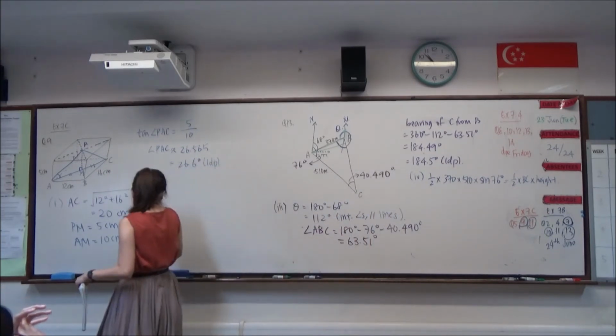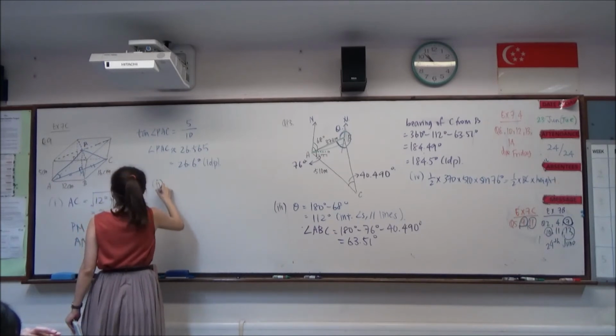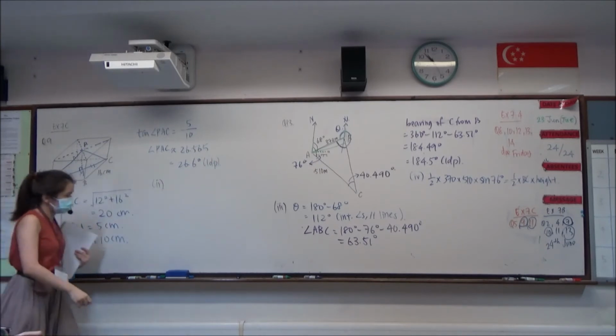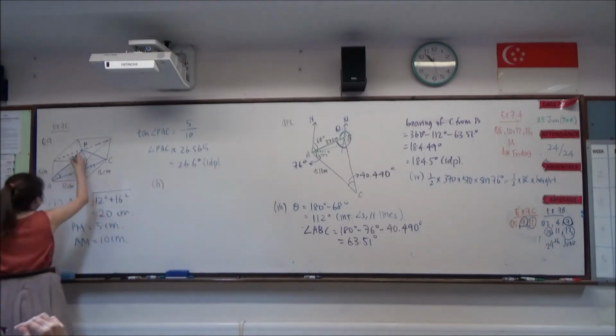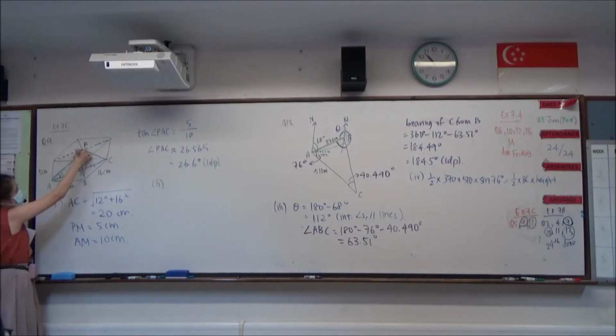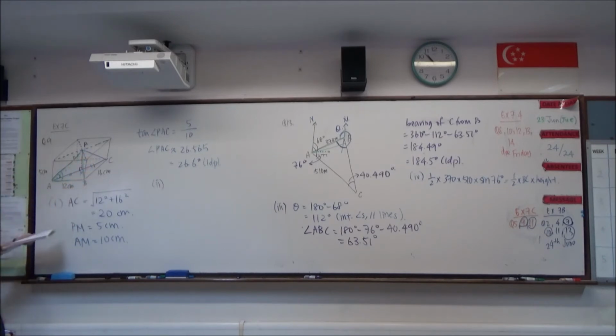Alright, then for part 2, where I want to find angle PAB, which is this angle here. Taking note that it is on a slanted surface. PAB is a slanted triangle lying in that cuboid. So for us to find angle PAB, I can find the length of AP, relying on the right angle triangle PAM.